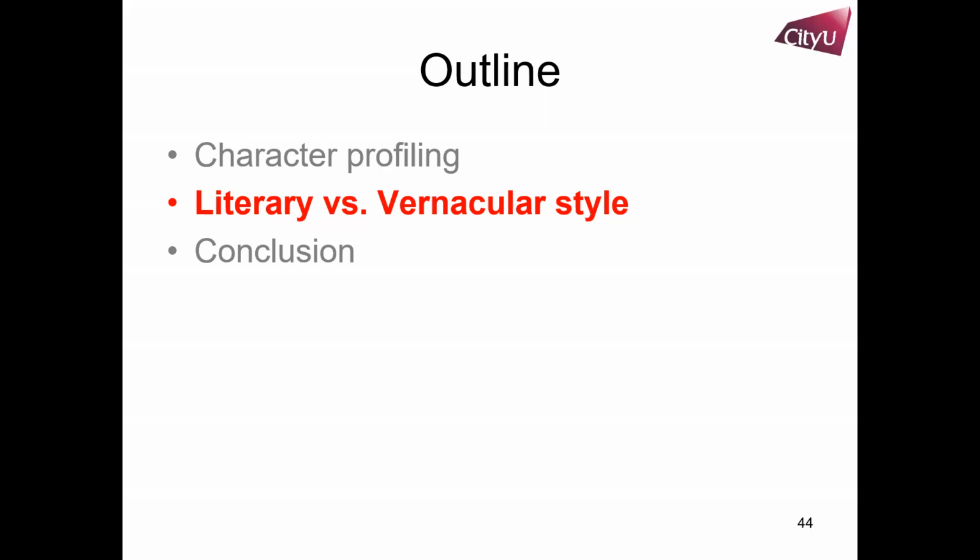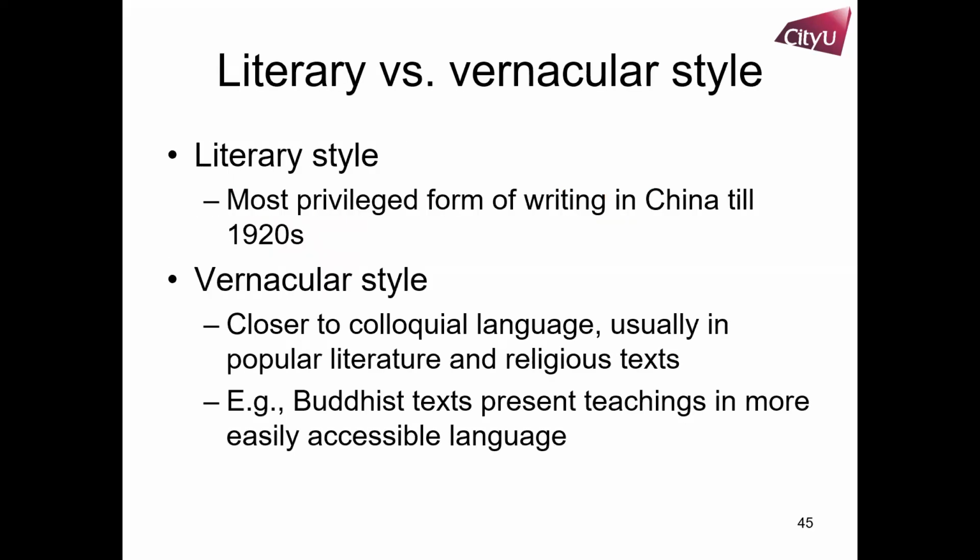All right. Okay, so let me now turn to another area of application, which is going to be language change. In particular, I'll be describing the literary versus vernacular style of writing in Chinese. So before 1920, the most privileged form of writing in China is the literary style.